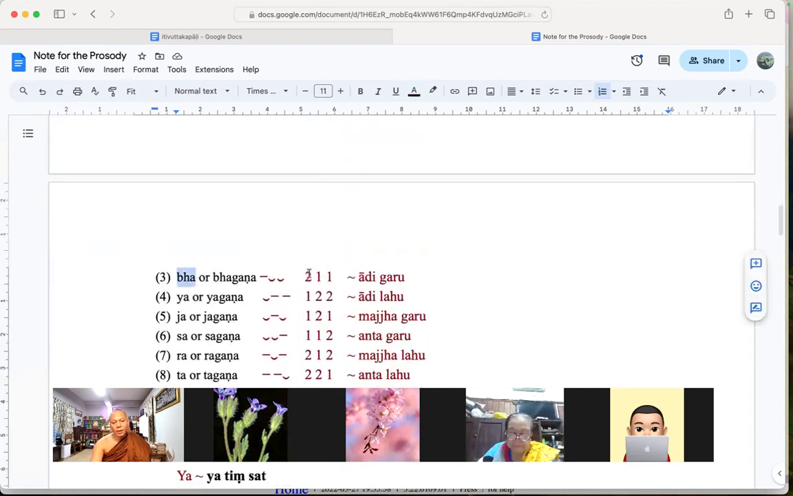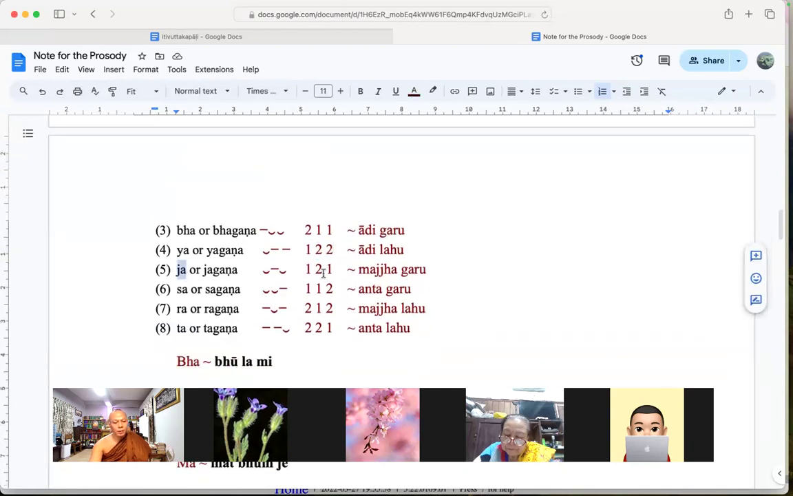Also, Bha Gana is 2, 1, 1. So Adi Guru: the beginning one is Guru, the remaining 2 are Lahu. We call it Adi Guru. And for Ya Gana, Adi Lahu: the beginning one is Lahu, so the remaining 2 are Guru. For Ja Gana, Majjha Guru: the middle one is Guru, the remaining are Lahu. Sa Gana, Anta Guru: the last one is Guru, the previous 2 are Lahu. Ra Gana, Majjha Lahu: the middle one is Lahu, these are Guru. And Ta Gana is Anta Lahu, in this way.